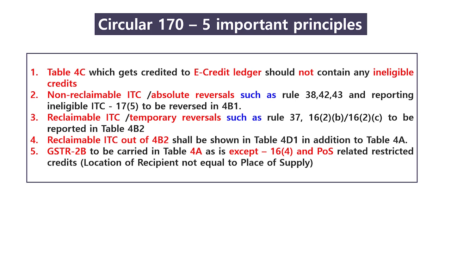The ultimate claim of credit should match 2B plus these temporary reversals. That should be the upper cap. That looks to be the whole idea. Hence, they've insisted on a reclaim to be reported in 4D1.